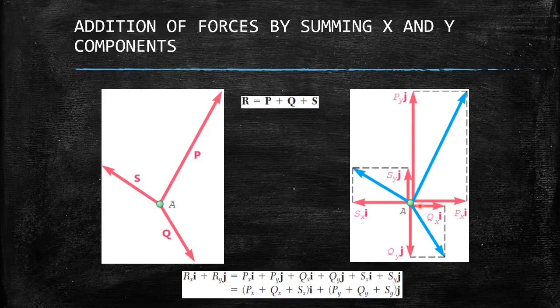which leaves us with a simple formula to find the resultant force as a vector. Rx i plus Ry j, that is the vector expression for the resultant, which is equal to Px i plus Py j plus Qx i plus Qy j plus Sx i plus Sy j. If I group the i components and the j components, the equation would look like (Px plus Qx plus Sx) i plus (Py plus Qy plus Sy) j.